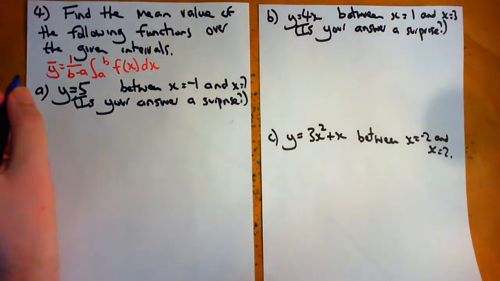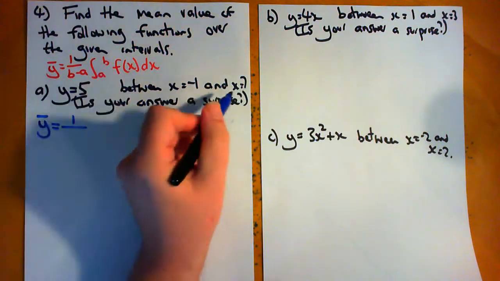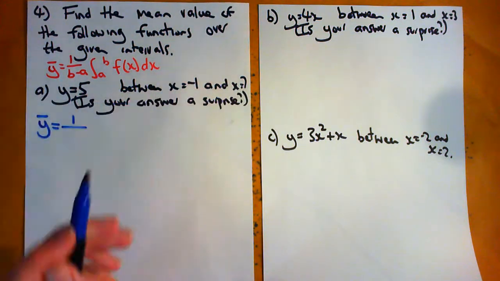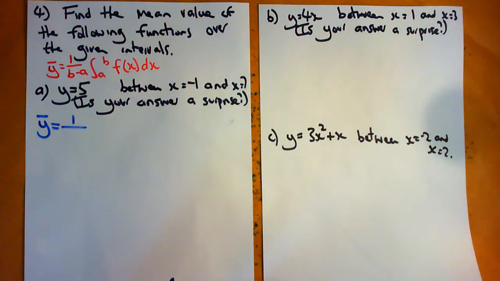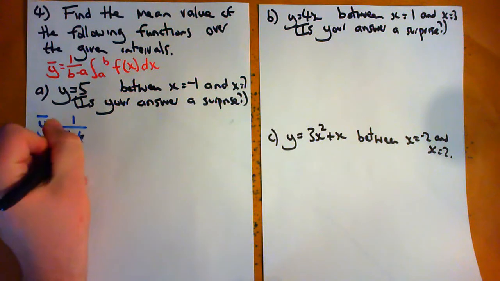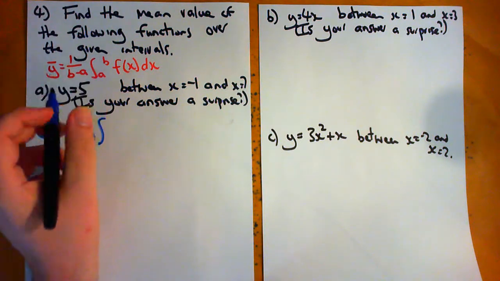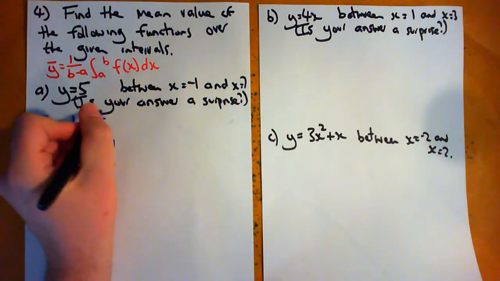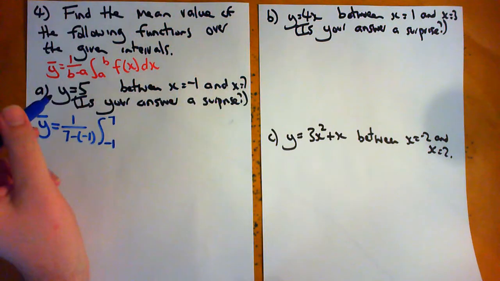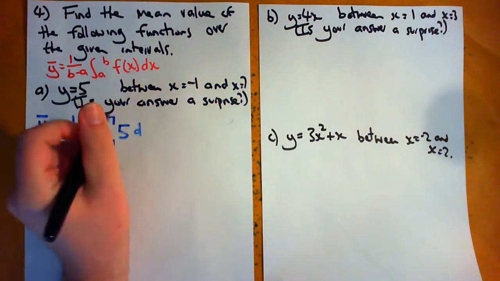So we've got y bar, which is the symbol for the average, and the formula is 1 over b minus a. These are your a and b values. So here a is negative 1, b is 7, so we get b minus a is 7 minus negative 1, times the integral between those two values, negative 1 to 7, of your f of x, which in this case is just 5, dx.